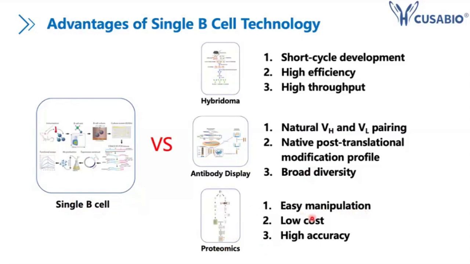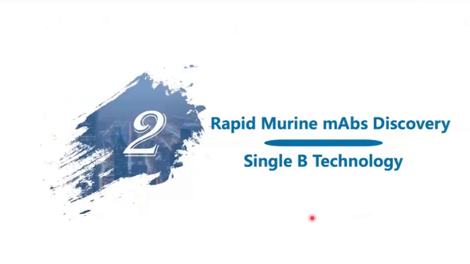Okay, so then let's go to the main part today. We will talk about the features of the single B cell platform from CUSABIO. In the second part, I will show you two different cases of how we can use our single B cell technology to discover murine monoclonal antibody candidates.